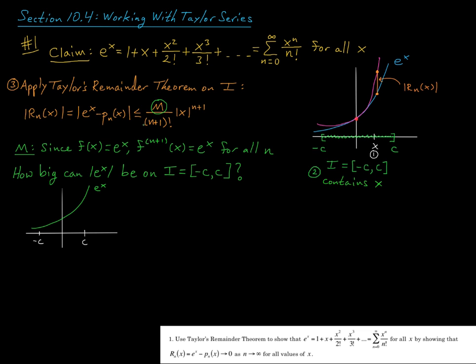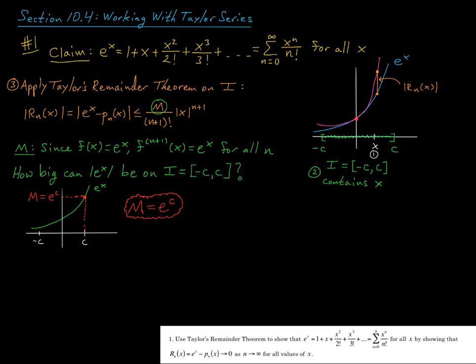Well, I want the n plus first derivative of e to the x. That's just e to the x itself, right? So now what I'm asking is, how big can the absolute value of the n plus first derivative of f, in other words, how big can the absolute value of e to the x be on this interval I? And here's a graph of e to the x. Note I can drop the absolute value here because e to the x is strictly positive for all x. So where does this thing find its maximum? It's going to find its maximum at the right endpoint, at c. So we conclude here that M is equal to e to the c.